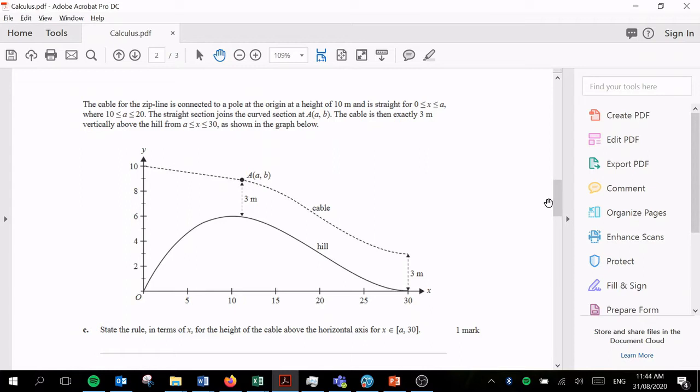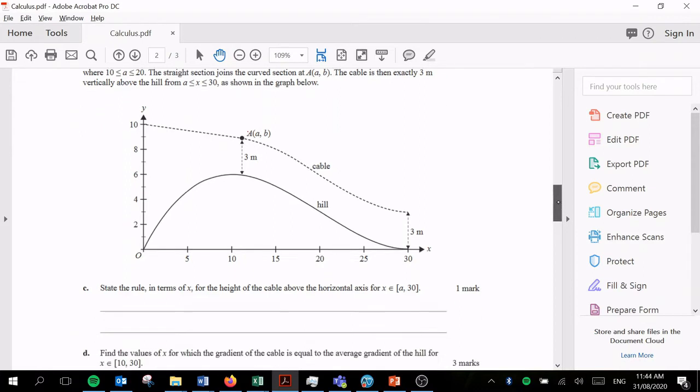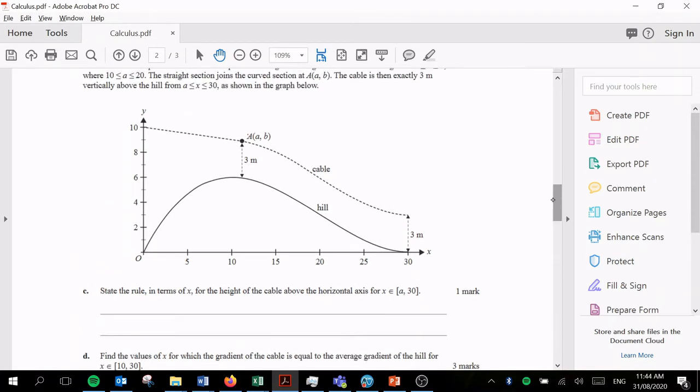And at this point, this straight section joins the curved section between little a and 30, at which point it goes down after that. And at those points, it's 3 meters vertically above the hill. So in question C, we're asked to state the rule in terms of x for the height of the cable above the horizontal axis from A to 30. So this last bit here, from A to 30, this is really important because that makes our lives a whole lot easier for this question.